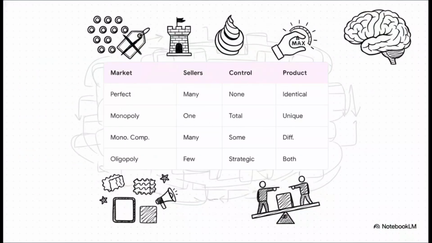All right, take a deep breath because this matrix right here is the ultimate study tool you've been waiting for. I highly recommend locking this cheat sheet into your memory for test day. Perfect competition, you've got numerous sellers, identical products, and zero price control. Monopoly, one single seller, a totally unique product, and total price control. Monopolistic competition, many sellers, differentiated products, and some price control via advertising. Oligopoly, just a few sellers, homogeneous or differentiated products, and highly strategic interdependent price control.